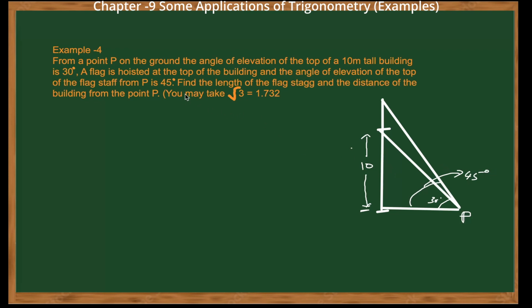Find the length of the flagstaff. We need to find the length of this. Let's say L. Till here the building is there, and above that building there is a flagstaff hosted. This distance we need to find. It's asking two things: the length of the flagstaff and the distance of the building from the point P. So this is the building, and it's asking you this as well.